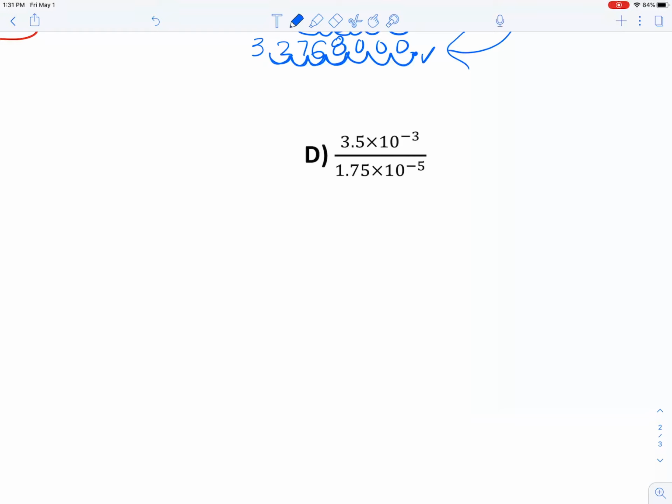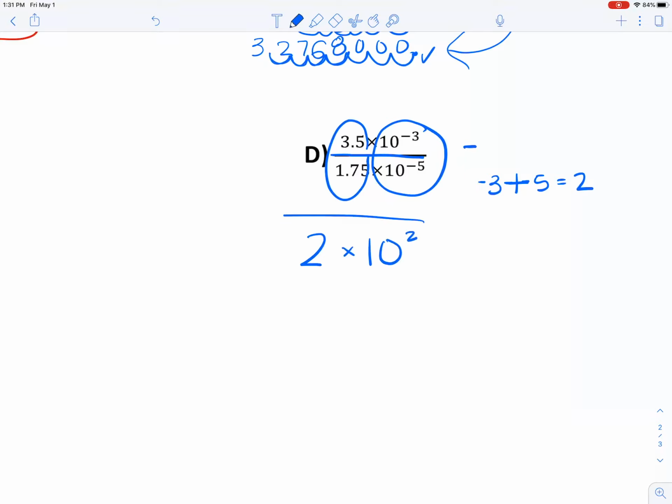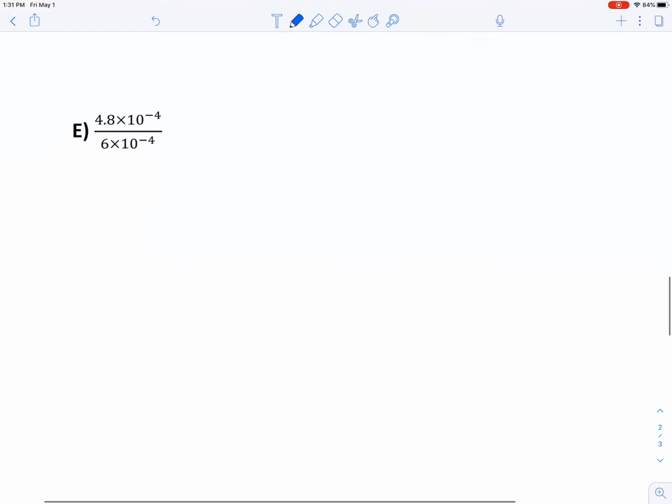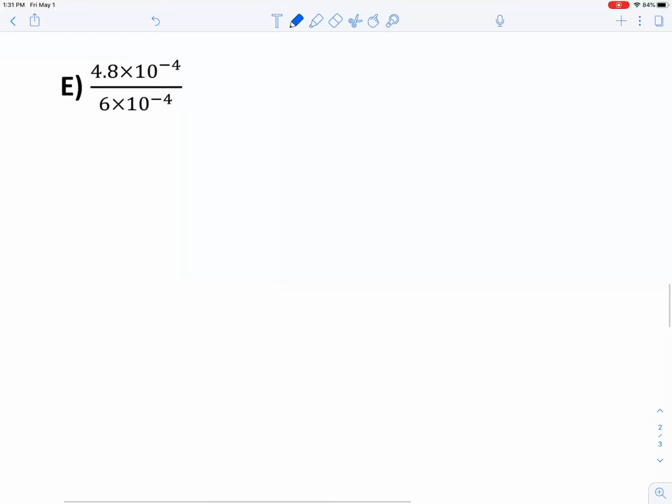Okay, letter D. Now we are going to be dividing. A fraction is the same thing as divide. So I'm going to divide 3.5 by 1.75. If I do that, I get the number 2. Now that's going to be times 10 to the. Now here we have 2 powers with the same base, and we are dividing. So if you remember, we subtract the exponents. So we have negative 3 minus a negative 5. Minus a negative turns to a plus, so negative 3 plus 5 is positive 2. So it's going to be 2 times 10 to the second power.